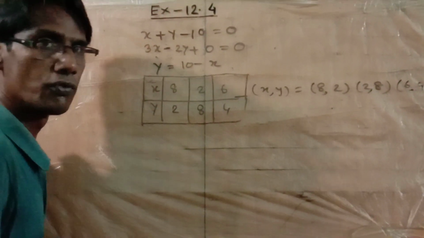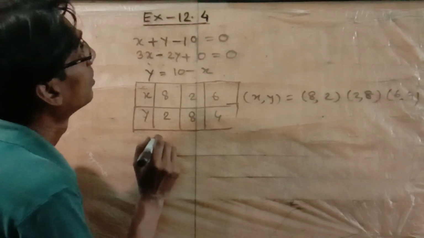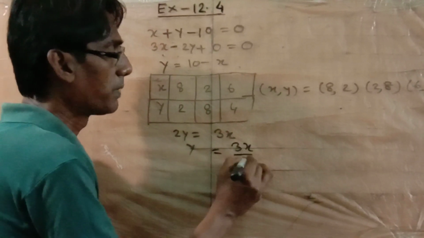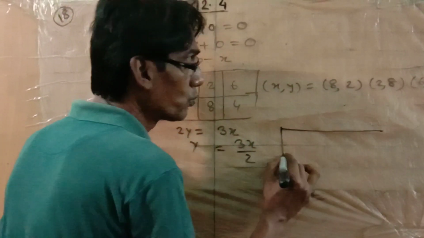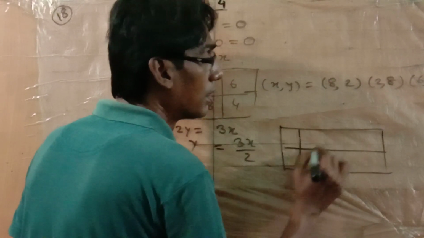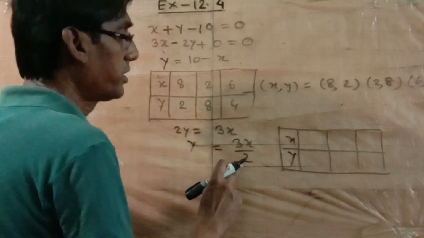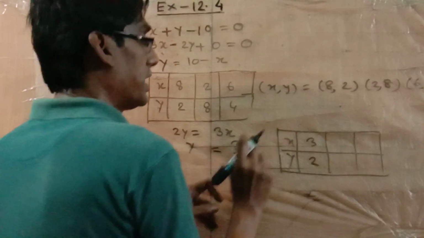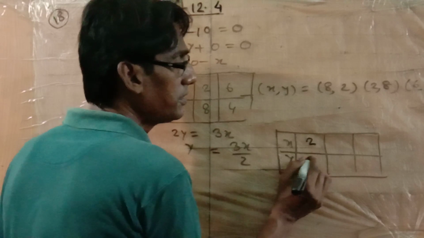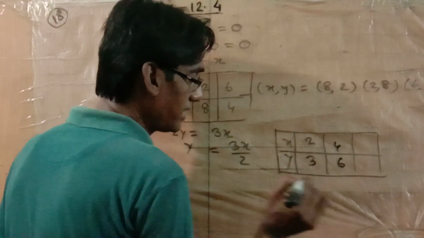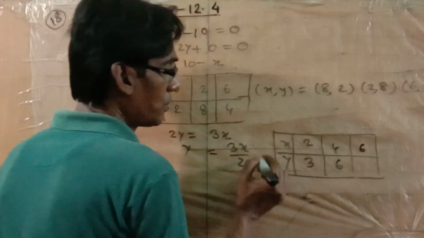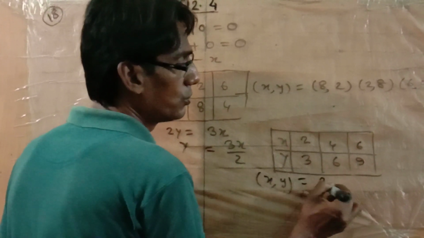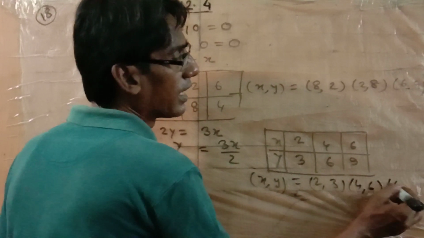In the same way, from equation 2, we get 2y equal to 3x, or y equal to 3x by 2. Similarly, make three coordinate points for x, y. Look at here. If x is 2, then y is 3. If x is 4, y is 6. If x is 6, then y is 9. So the values are x, y equal to 2, 3, 4, 6 and 6, 9.